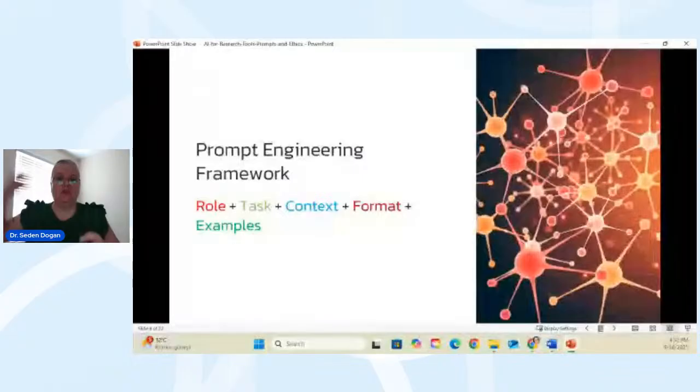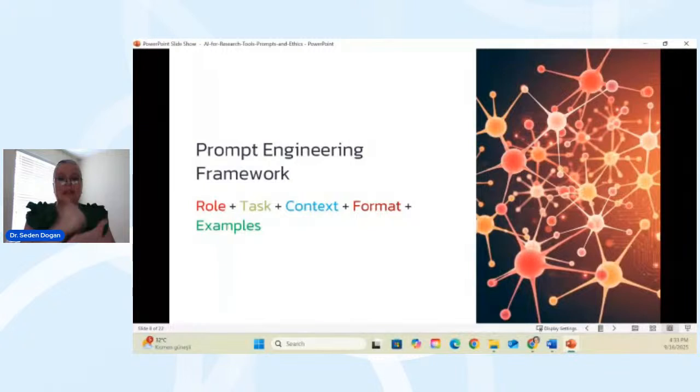Specificity really matters. And the third one is context. You should add details like your discipline, setting, or constraint. Like for higher education students, focusing on equity keeps the output relevant.